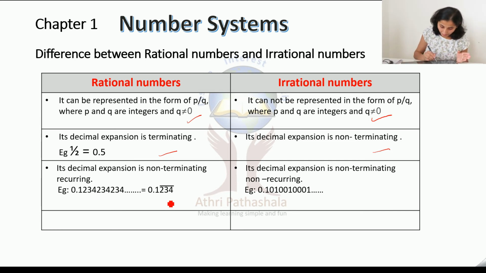And for rational numbers, if the decimal expansion is non-terminating, then it is recurring, that is, repeating. So if you do not get the end, but the digits are repeating, that is recurring. And irrational numbers are non-terminating and non-recurring. These are the differences between rational numbers and irrational numbers.